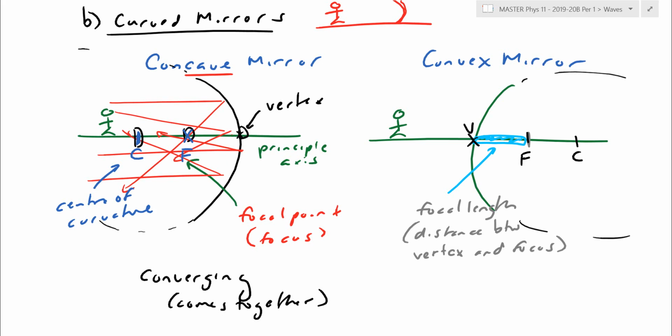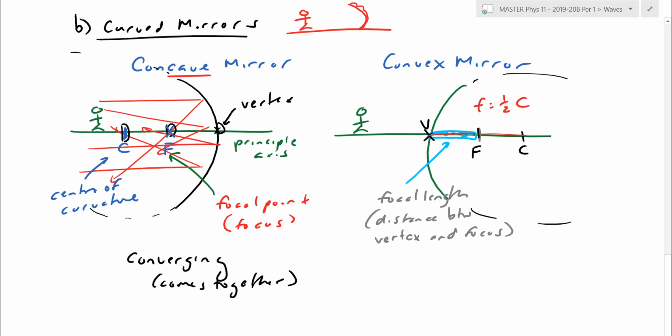We're going to use the relationship that the focal point is going to be 1/2 of the distance to the center of curvature. So the center of curvature is, let's say, 10 meters. The focal point will be 5 meters. Right? In this case, what I want you to know is that a convex mirror, where the bulge is towards you, is a diverging mirror.